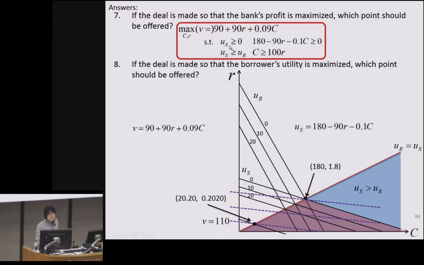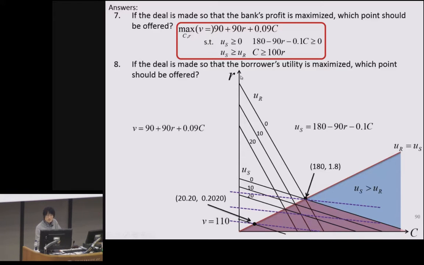Of course, Brown Bakery's payoff from selecting the safe project should be non-negative, otherwise Brown Bakery wouldn't bother to come to the bank to get the loan. So we need the participation constraint for the Brown Bakery. So we have two inequality constraints.